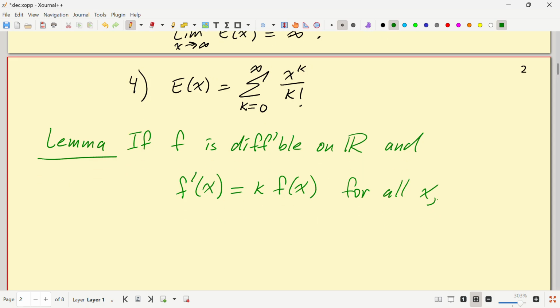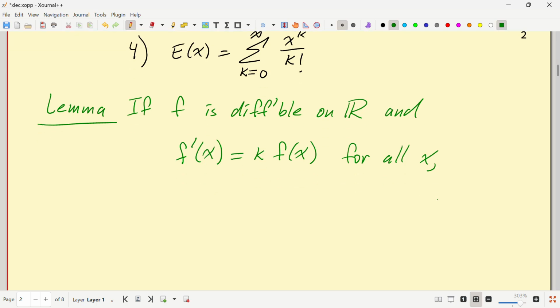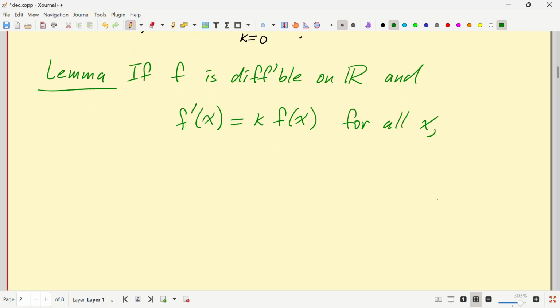F being differentiable, of course, implies f is continuous, so that would imply that the derivative of f is also continuous, by this equation. And that would imply the second derivative is continuous, etc., etc. So that differential equation would imply that f is infinitely differentiable. That's nice to know.